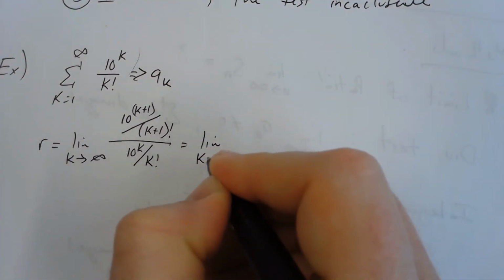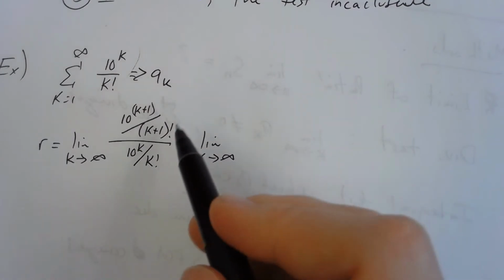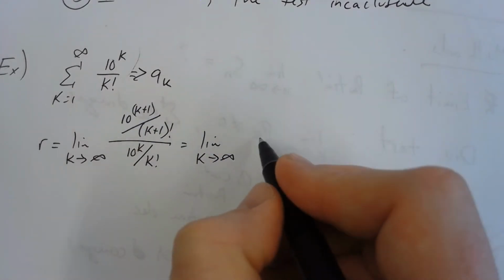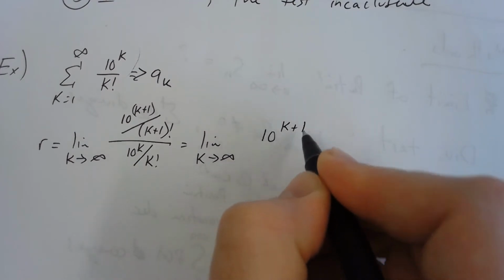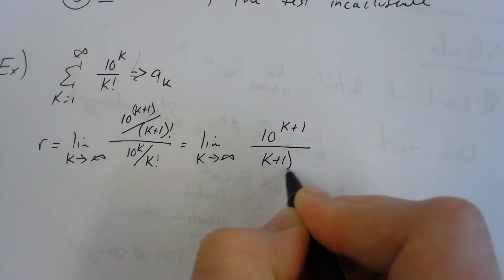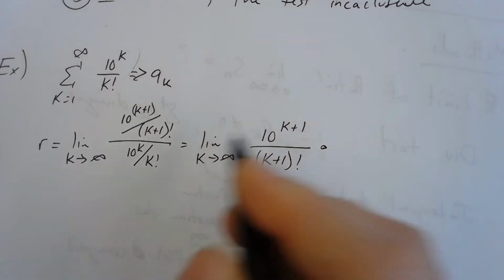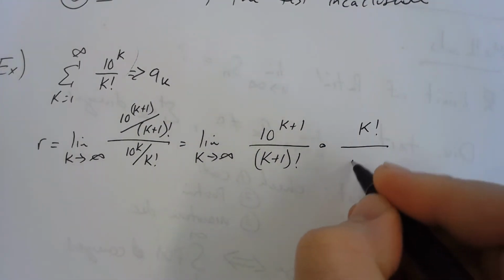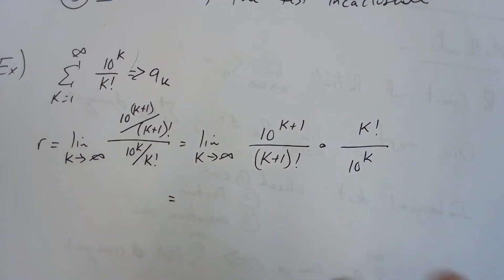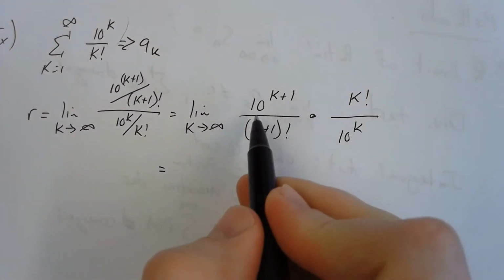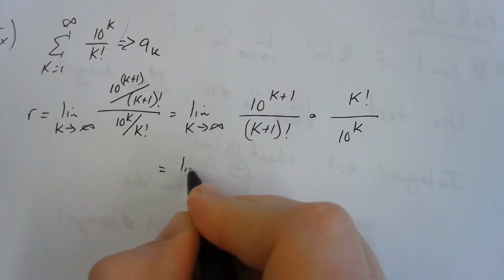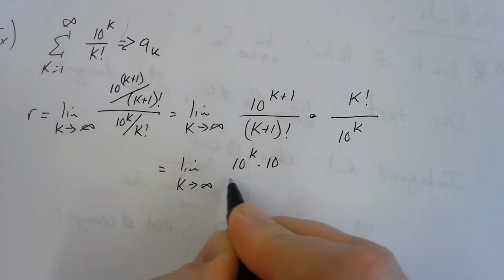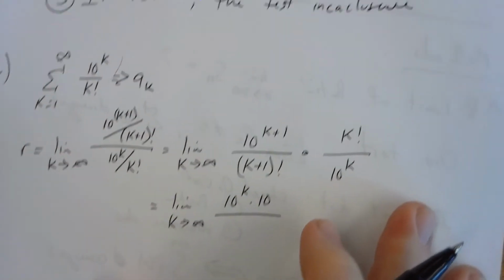But what's nice about this step is that it's this fraction divided by this fraction, so I can use keep, flip, change. This becomes 10 to the power of k plus 1 over (k plus 1) factorial, multiplied by, keep the top, flip the bottom, k factorial over 10 to the power of k. With some basic algebraic rules, 10 to the power of k plus 1 is really 10 to the power of k times 10. And for this (k plus 1) factorial, let me write that out for a second.